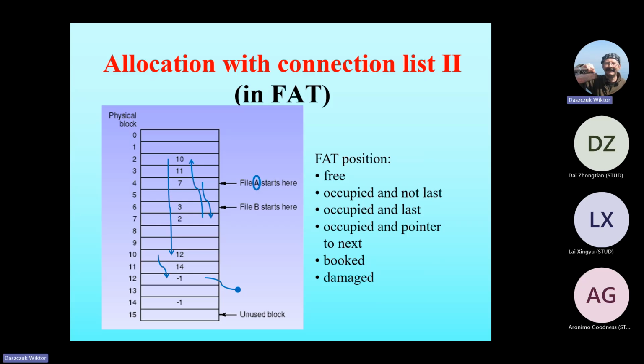File B starts in block 6, and again we have a list that finishes in block 14. Some special values with minus, of course, because positive values are elements of the chain. Negative values can specify booked, reserved for some activities of the operating system, bad, not to write in this block, free, some special values.